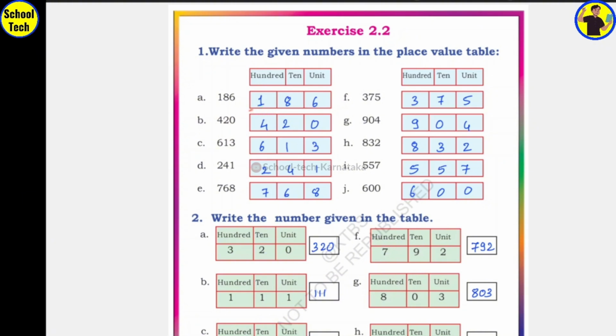So this is 186. So similarly the next one, 420. 0 in units place, 2 in tens place and 4 in hundreds place. It is 420. In the same way you can solve the next exercises up to J.